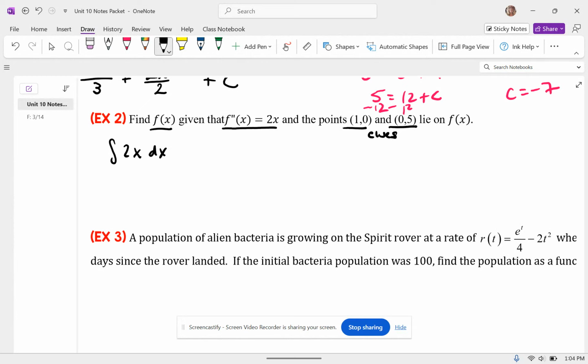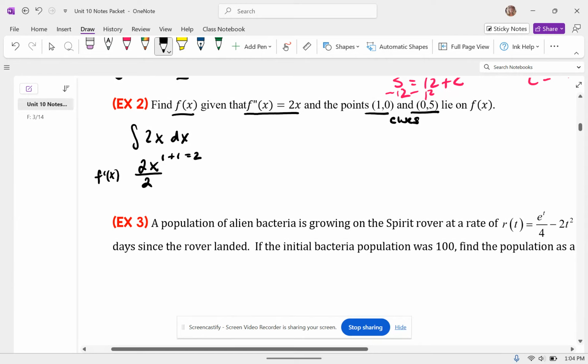Good questions, though. So now I've got 2x to the first plus 1, divide by the new exponent. And use your notation to keep track of your work. And then don't forget, what's this new guy's? C is -1. Hold on. Since I'm integrating again, I'm going to name this C naught, okay? Because I'm going to end up with another C. So I'm going to have the derivative.